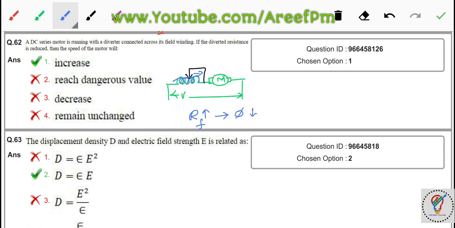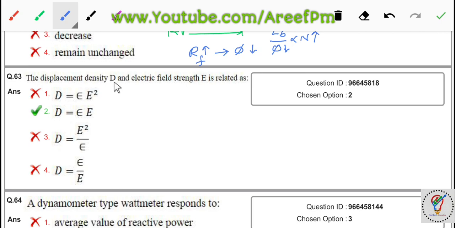As the flux decreases, what about the speed? We have the basic relationship: back EMF Eb, N is proportional to Eb by phi. As the flux decreases, automatically the speed will increase. So the answer for this question is an increase in the speed. Now the next question, the 63rd question.